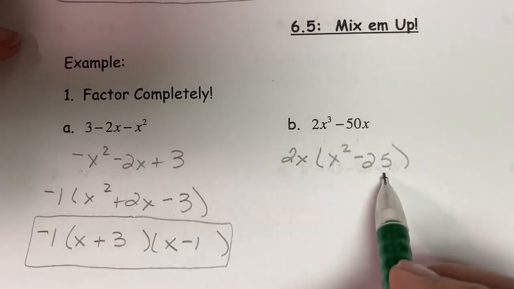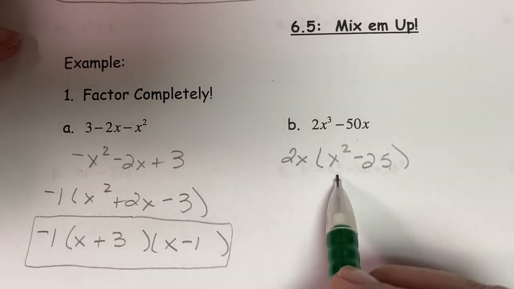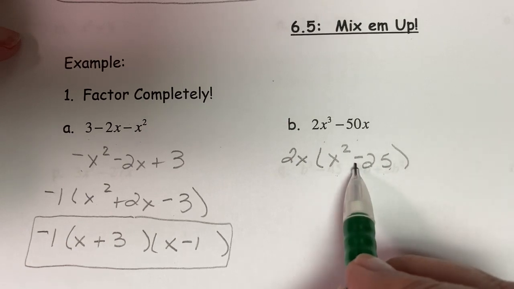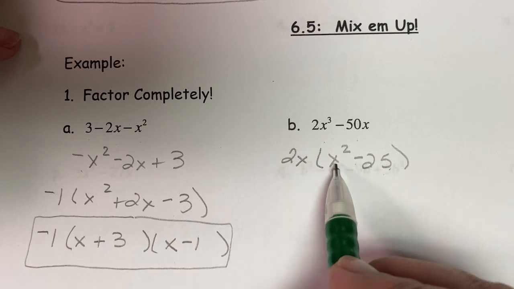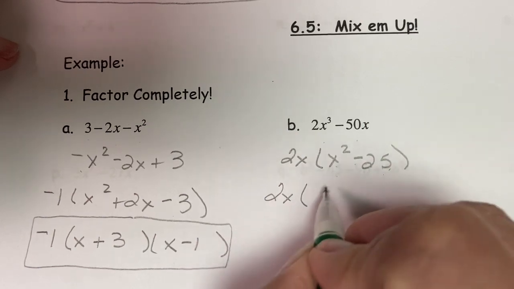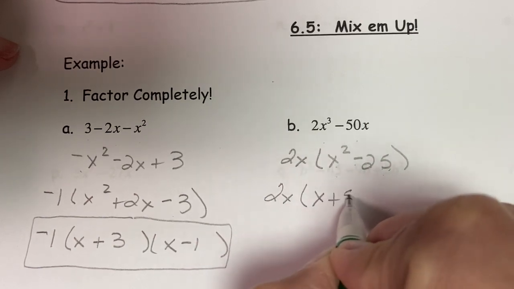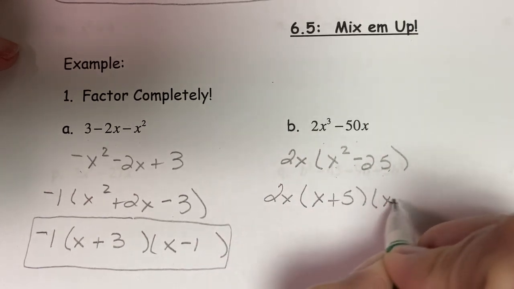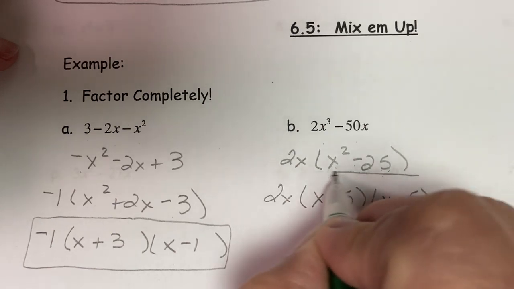Now when I count my terms, there are 2. It's a binomial, so it's a difference. It's either a difference of squares or a difference of cubes, and you can see that this is going to be a difference of squares. So remember the rule for difference of squares: you take the square root plus the square root, times the square root minus the square root.